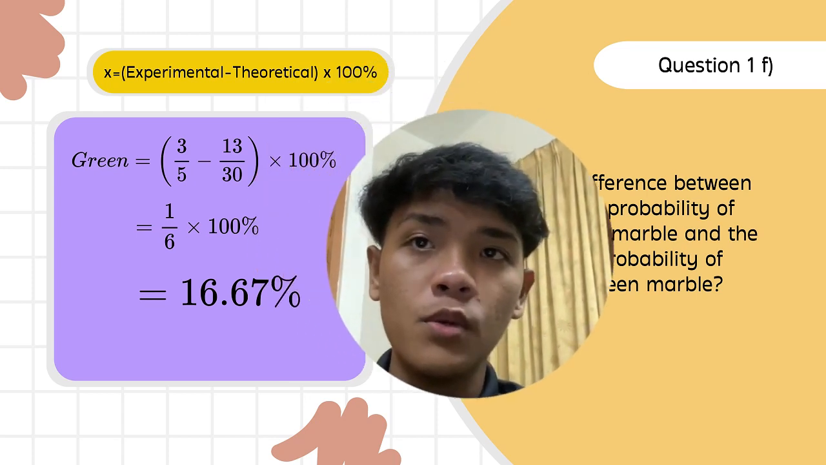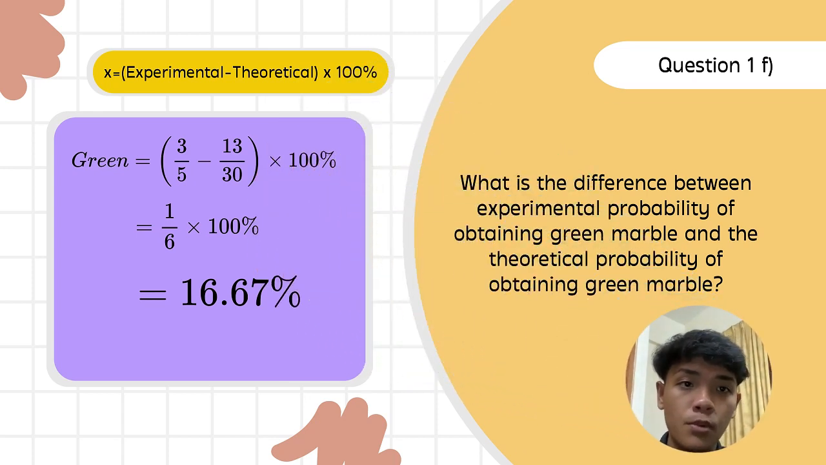For question F, what is the difference between the experimental probability of obtaining a green marble and the theoretical probability of obtaining a green marble? For this question, the formula is the same as question E: experimental probability minus theoretical probability times 100%. For the green marble, we got 3 over 5 minus 13 over 30 times 100%. So the answer we get is 16.67%.